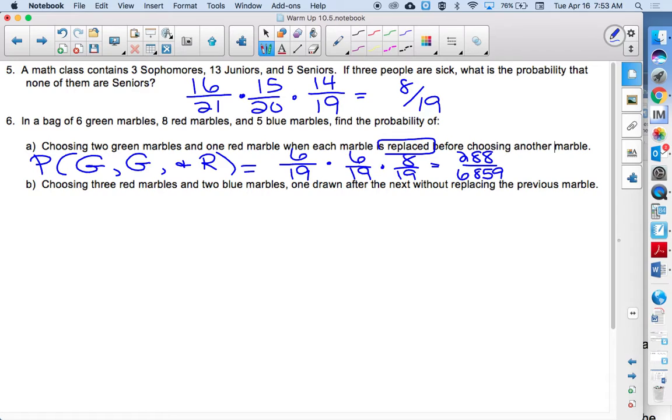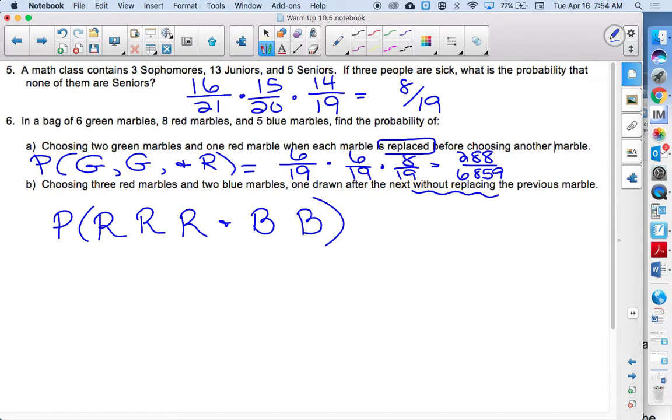So for the last one, it says choosing 3 red marbles and 2 blue marbles. So really you're finding the probability of getting a red, and then 2 blues. So then we're looking at a blue and a blue. But each marble gets its own separate probability. This time it says without replacing. So Matt, what's the probability of getting a red marble?